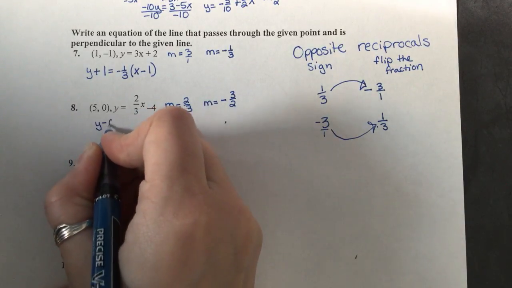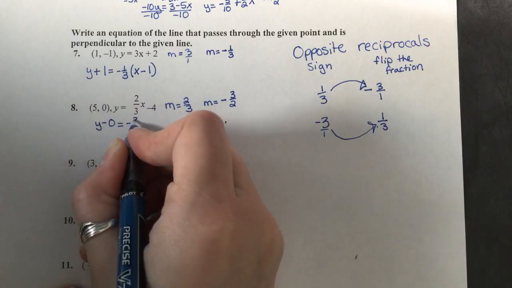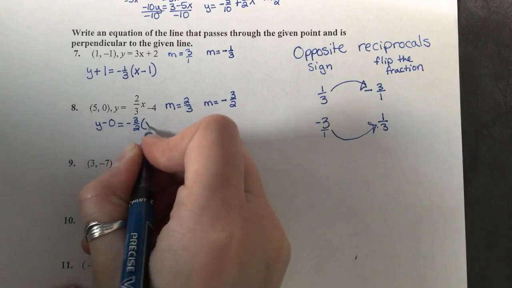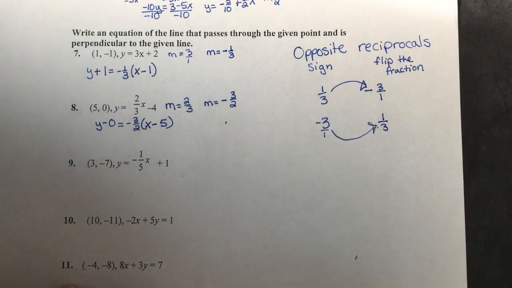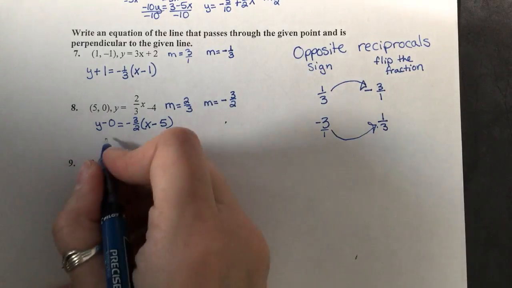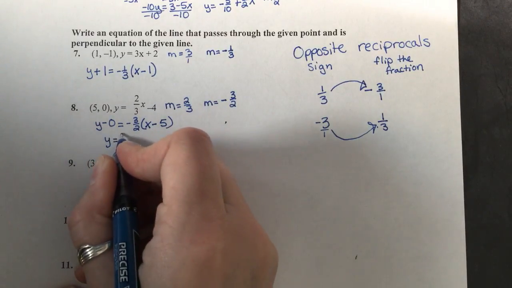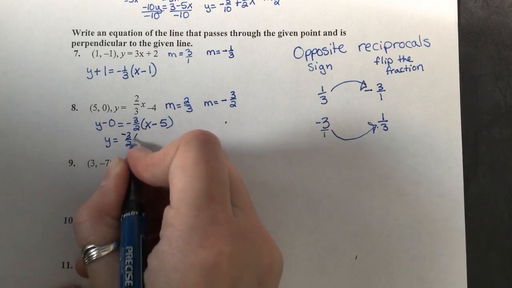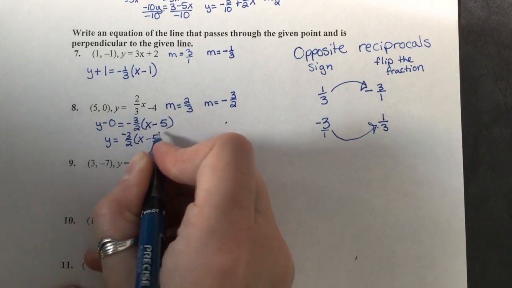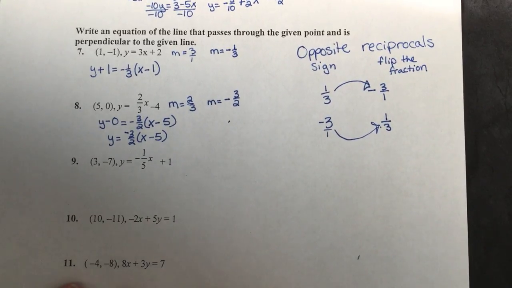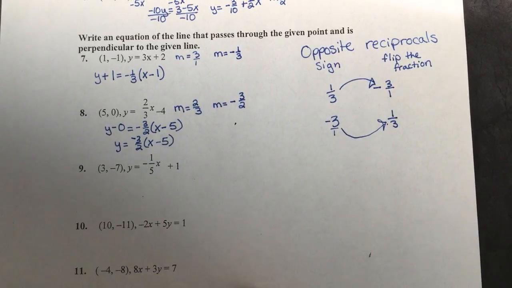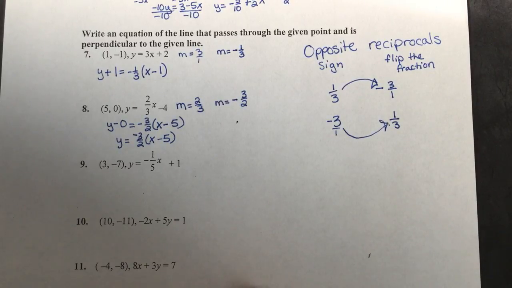Y minus 0 equals -3/2 times x minus 5. Do I need the minus 0? No. Y equals -3/2 times x minus 5. Okay. Try the next one on your own.